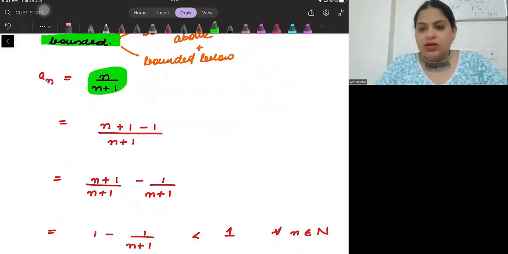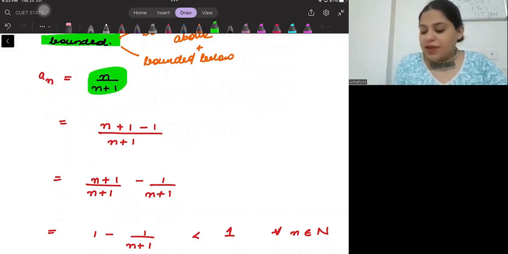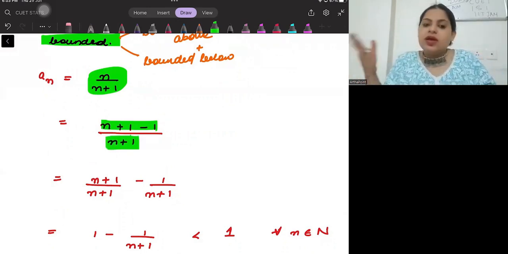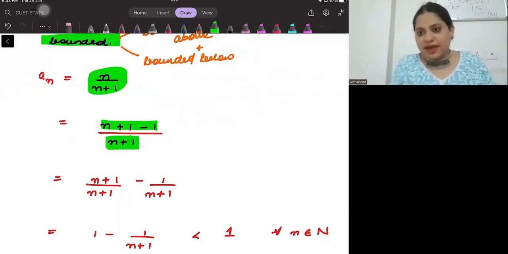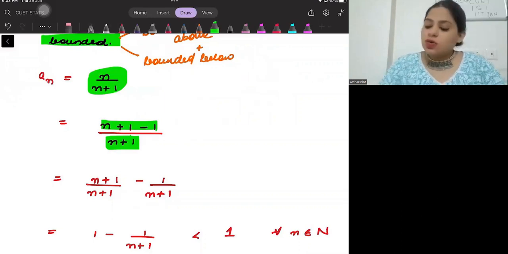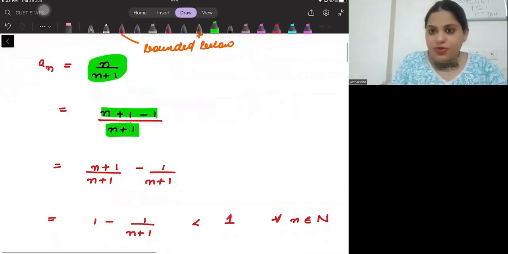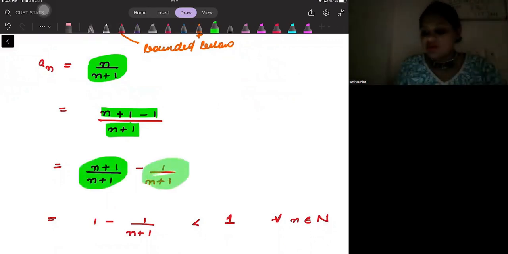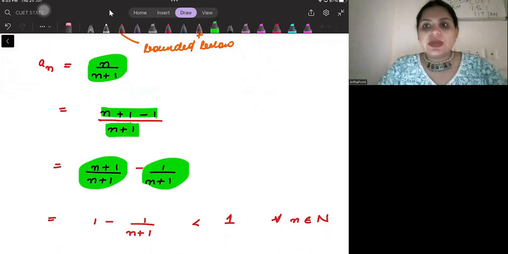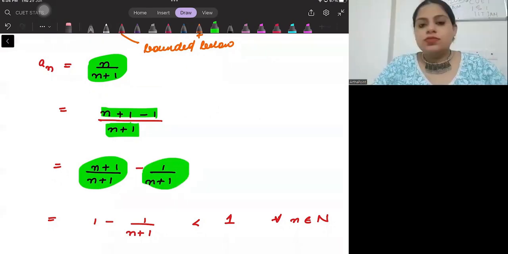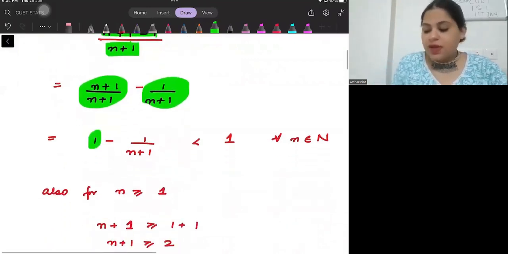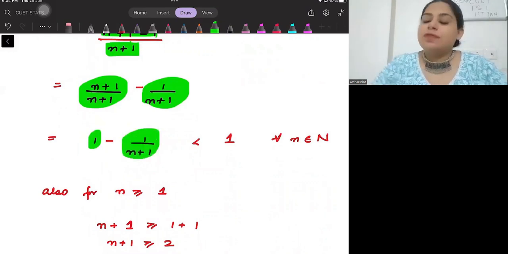And the numerator can be rewritten as n plus 1 minus 1 upon n plus 1. So we have just expanded the numerator, n plus 1 minus 1. We added 1 and also subtracted 1. Now, we can open this up and write this as n plus 1 by n plus 1 minus 1 upon n plus 1. Right? So n plus 1 by n plus 1 cancels out and it gives you 1 minus 1 upon n plus 1.